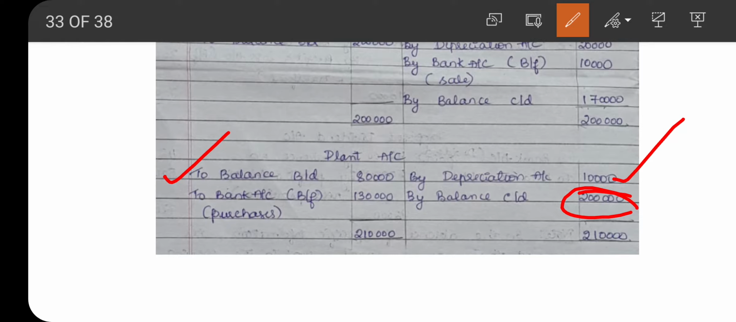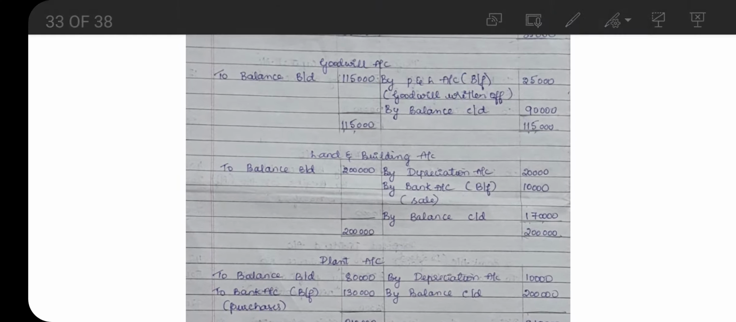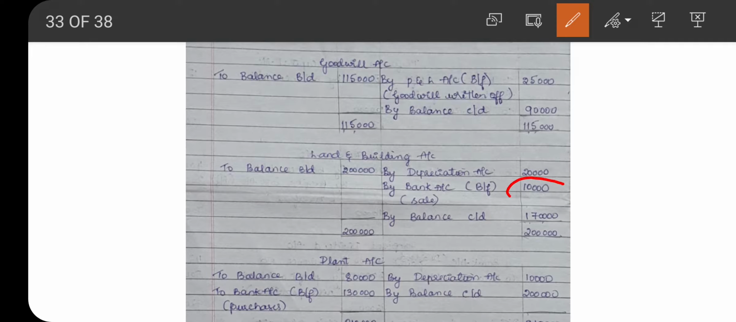So 2 lakh plus 10,000, 2 lakh 10,000 is the total. So we are getting a balance on the debit side, that is 1,30,000. So to bank account balancing figure, and the balance is considered as purchase. Now this sale in land and building, we are having sales, isn't it?